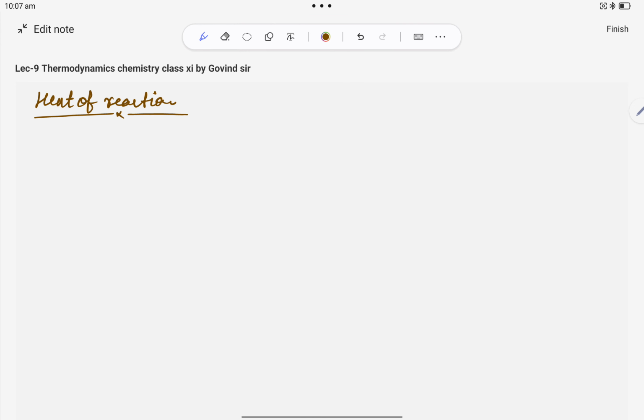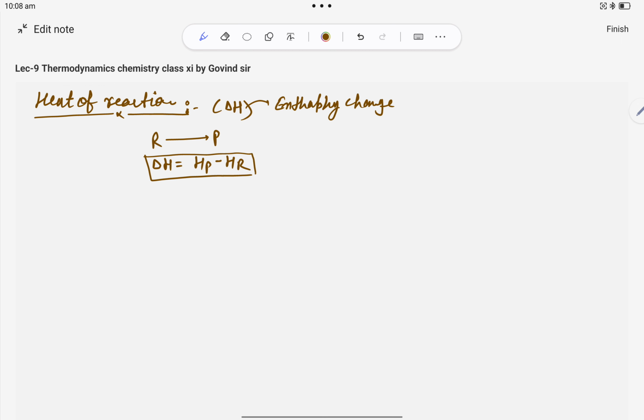In this case, heat of reaction, children, what is heat of reaction? That means delta H, the enthalpy change. What you have to find out is the enthalpy change. And how to find it? Suppose any reaction is happening, reactant to product. So what is delta H in that case? Delta H is equal to heat of product minus heat of reactant. That is the heat of reaction.